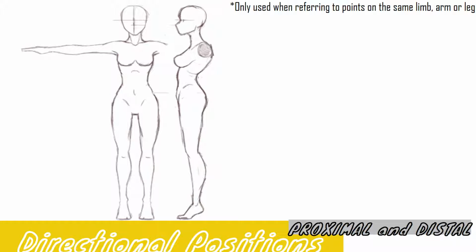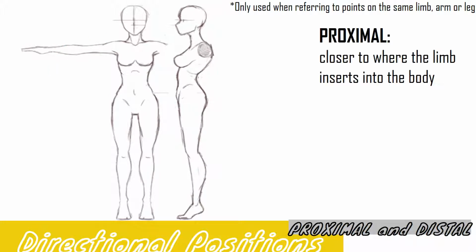So in this example here, if I'm trying to describe this point in relationship to this point, I cannot say that they're proximal or distal to each other because they're not on the same limb. I can use proximal and distal to describe these 2 points because they're on the same arm. So, what is proximal and distal?